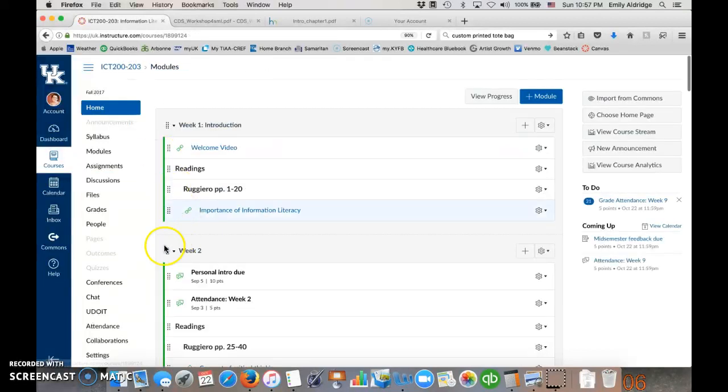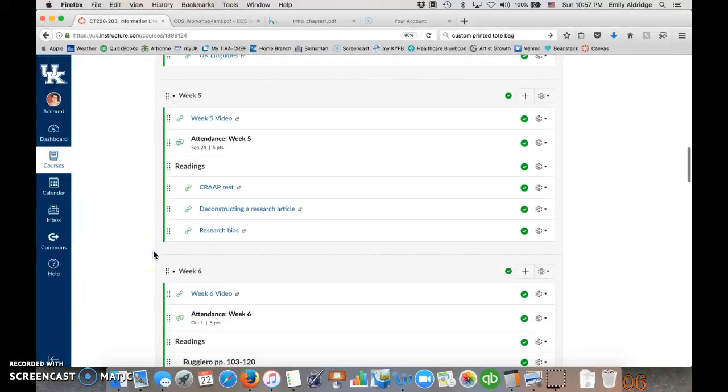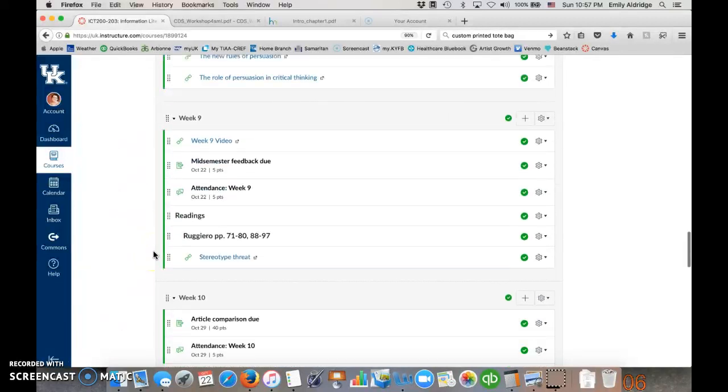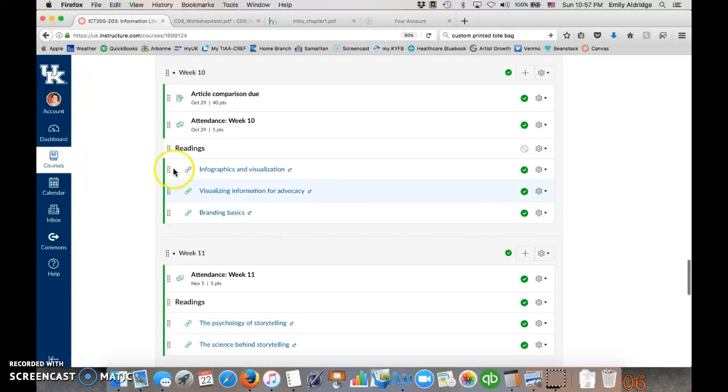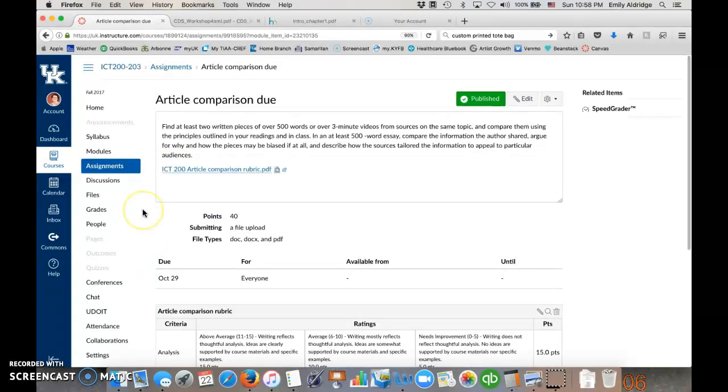As far as the big assignment for this week, I do want to let you know that it's 40 points, and after this particular article comparison, we have the podcast, and then we have the final project, and that's it as far as major points in the course. So it's really important that everybody do the attendance and all the small points that add up along the way, those easy points.